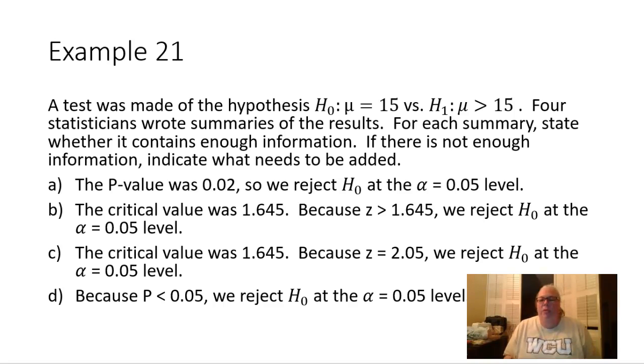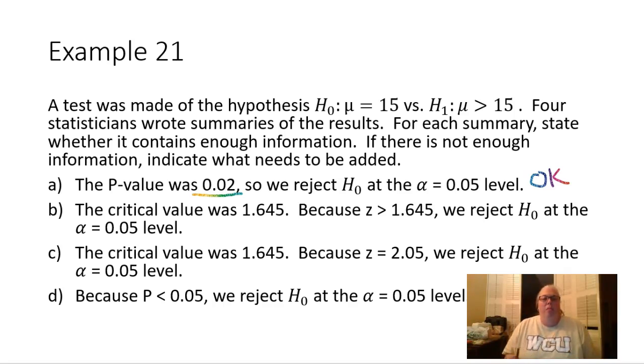Part A. This is the first statistician. The p-value was 0.02, so we reject the null hypothesis at the alpha equals 0.05 level. This one's okay. We want to be sure and include our p-value so that other people who are reading over our experiment can see what p-value we used to compare when we were trying to decide if we were going to reject the null hypothesis or not. So it's a good idea to have the p-value in there.